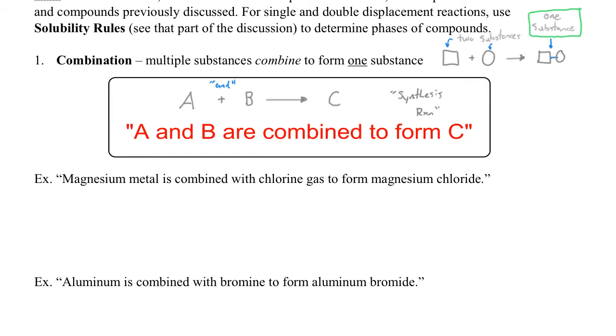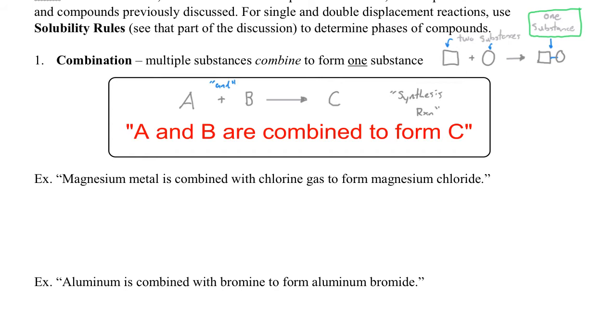So now let's take a look at an actual combination reaction. Here in this first example, I have the word equation describing a combination between magnesium metal and chlorine gas. Let's read through it, and then what we're going to do is translate this into a chemical equation and then go through the process of balancing it. So it reads like this. Magnesium metal is combined with chlorine gas to form magnesium chloride.